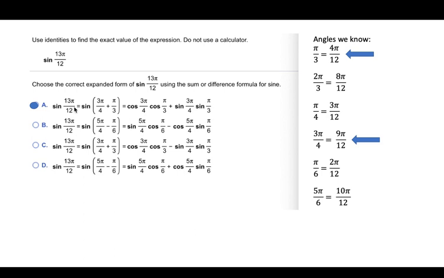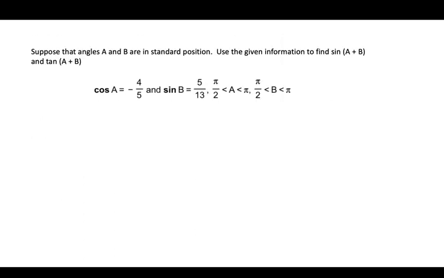Okay? All right, now let's look at another example. This is another type of question that you're going to see in the assignment. Suppose that the angles A and B are in standard position. Use the given information to find the sine of A plus B and the tangent of A plus B. And this is the information we were given.